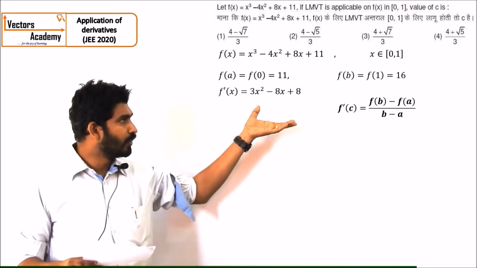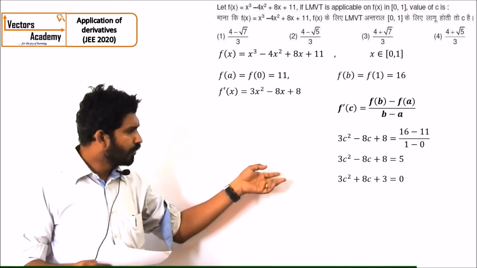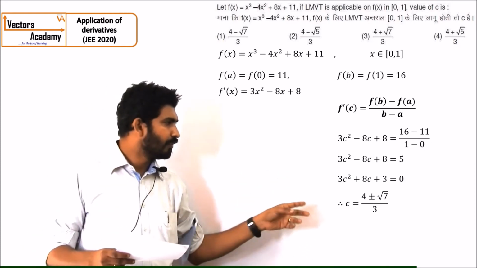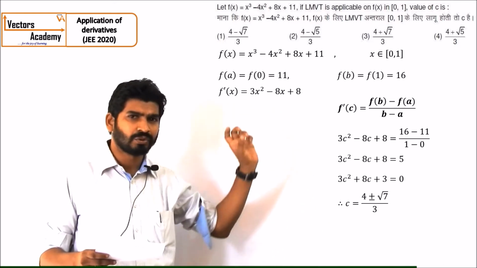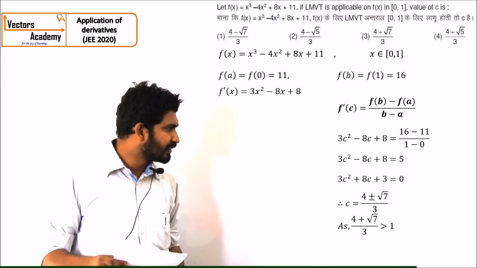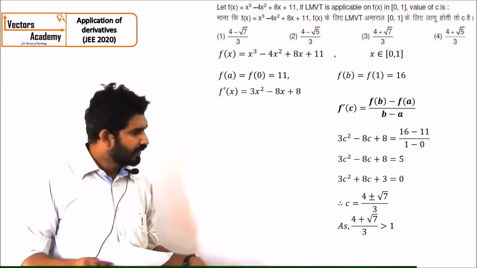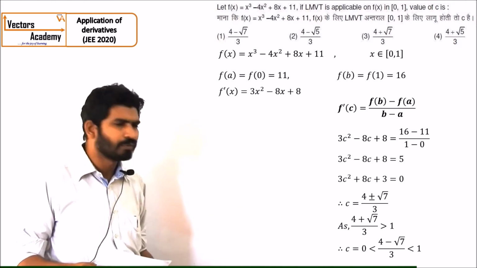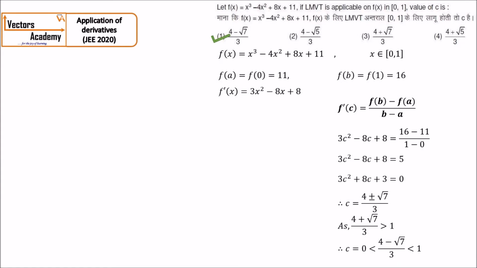So using that formula, substituting all the values, we get the value of c as 4 plus minus root 7 by 3. Now, which of plus or minus, we have to decide which of these values lies within the range, that is 0 to 1. If I take plus, I will get an approximate value of c that is greater than 1. If I take minus, I will get the value of c approximately within the range 0 point something. So, I will select the minus value, and that value lies within the range 0 to 1.